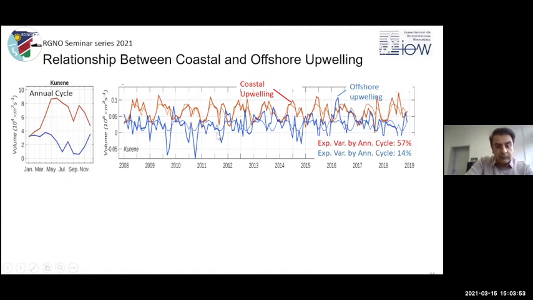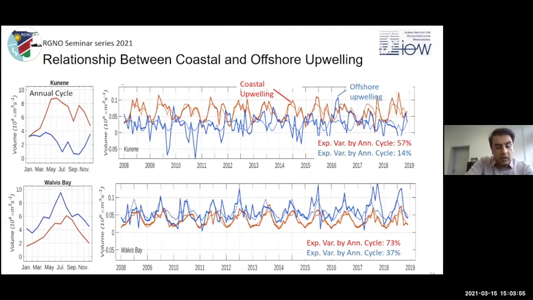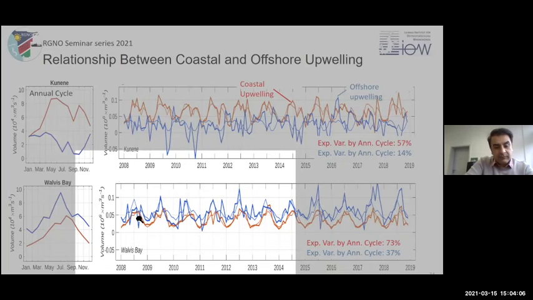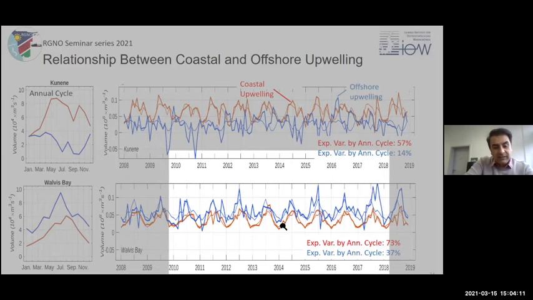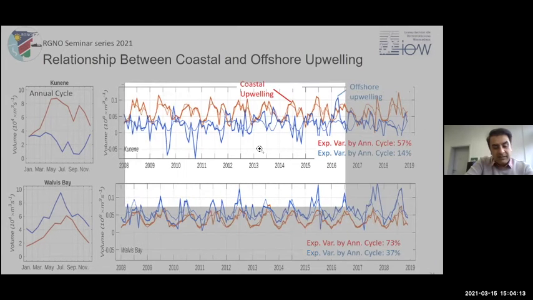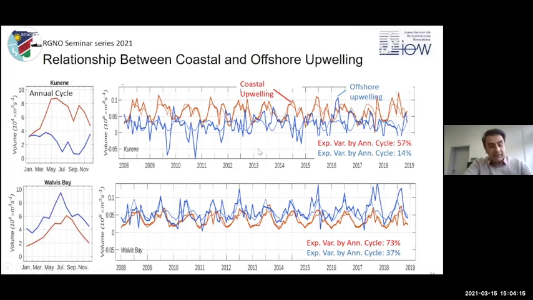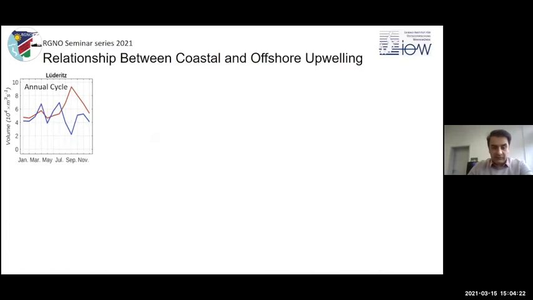For Walvis Bay, the opposite appears. The coastal and offshore upwelling are in the same phase. We can see the pattern, they are positive and negative, basically in the same phase, indicating that coastal and offshore upwelling events are in the same phase or having the same sign most of the time.